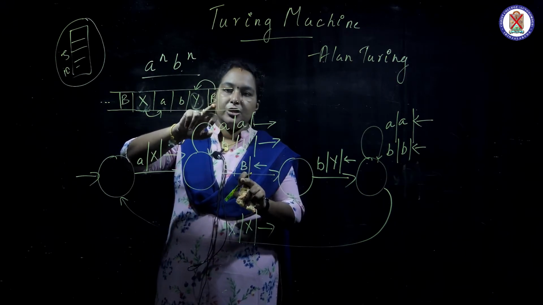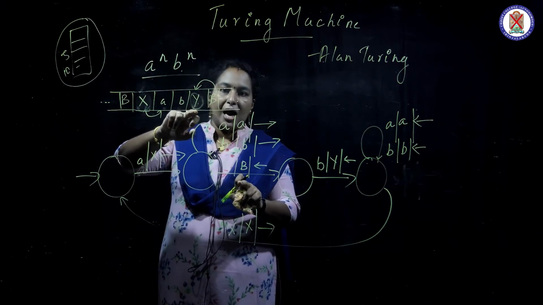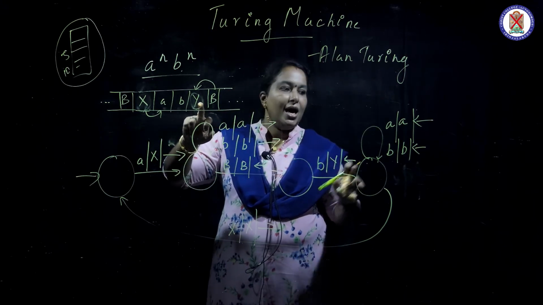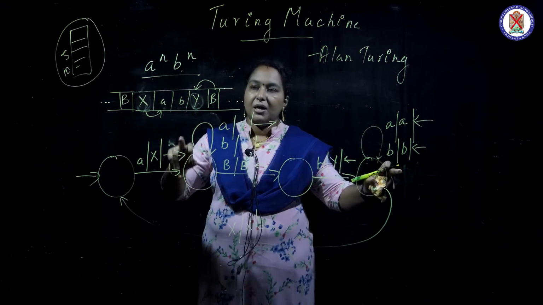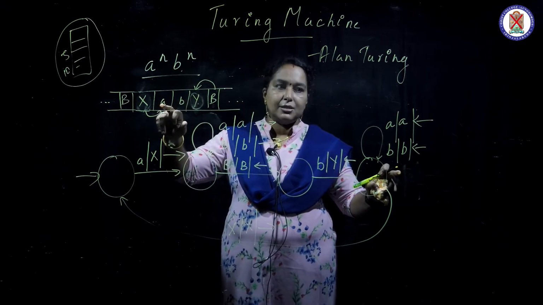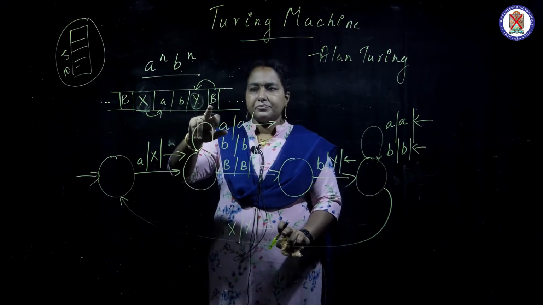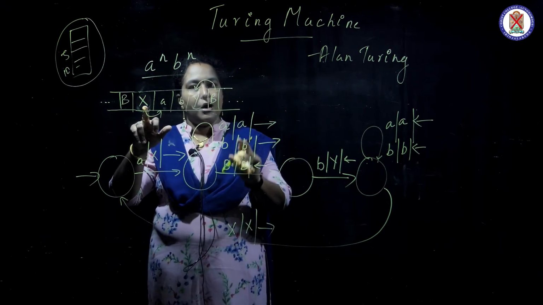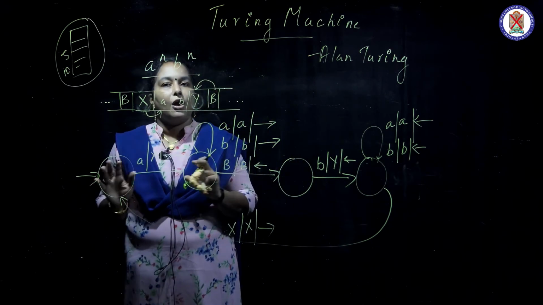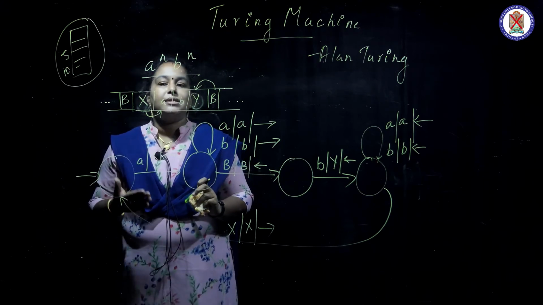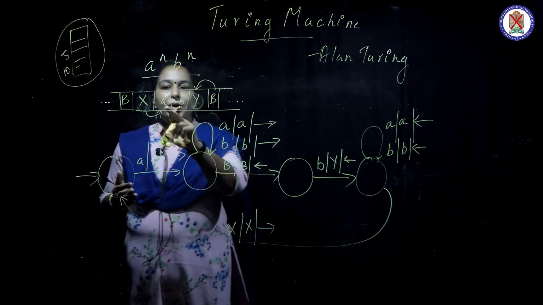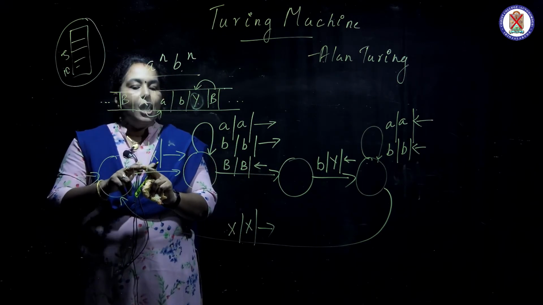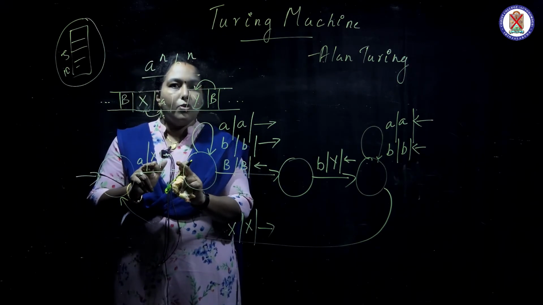When I reach the blank, I move backward, and I have made b as y, and I have bypassed a and also bypassed b. When I reach here I see x, that is the marker, because up to here we have matched. So next a is to be matched. When I see the next a after x, I make it as x and move forward.